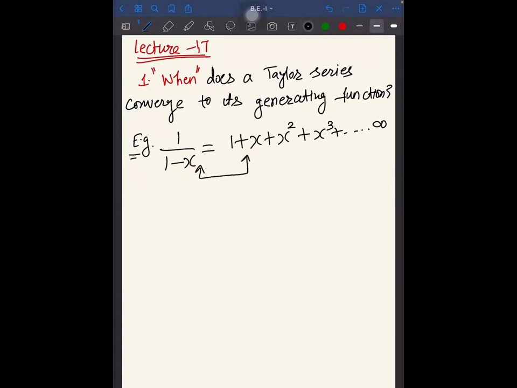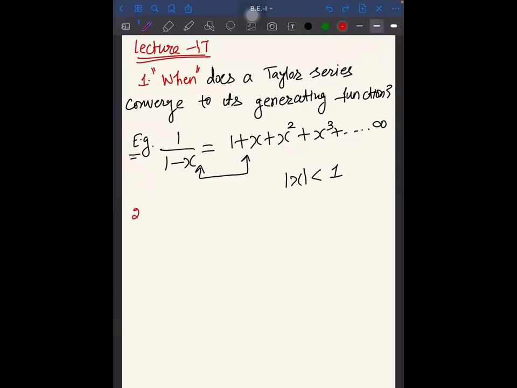No, sir, a condition is there: mod x is less than 1. So basically, we want to answer the question: when does it really happen that the Taylor series is equal to its generating function? It may not happen every time. So we're going to answer this question, when actually this happens.